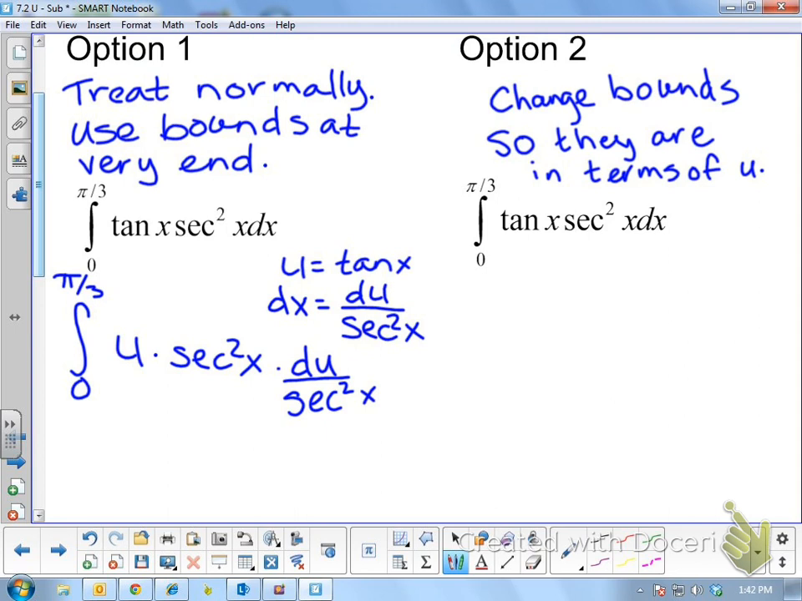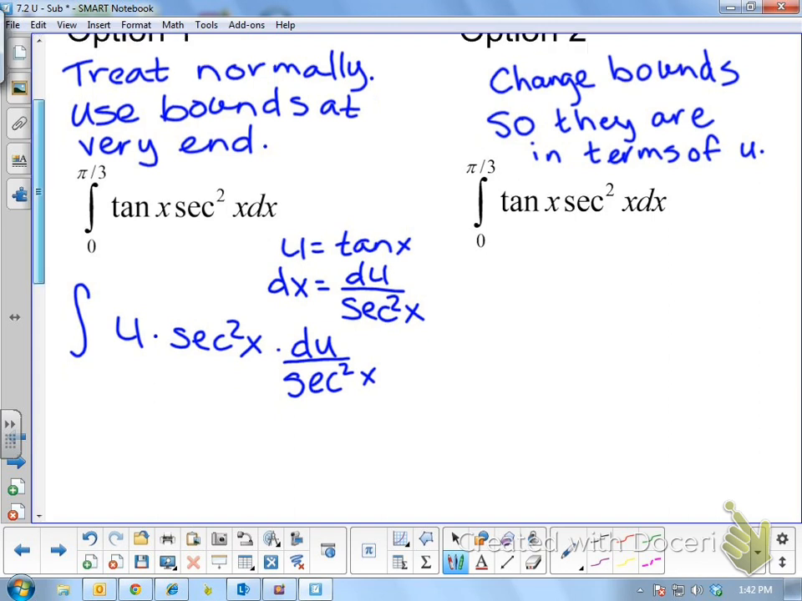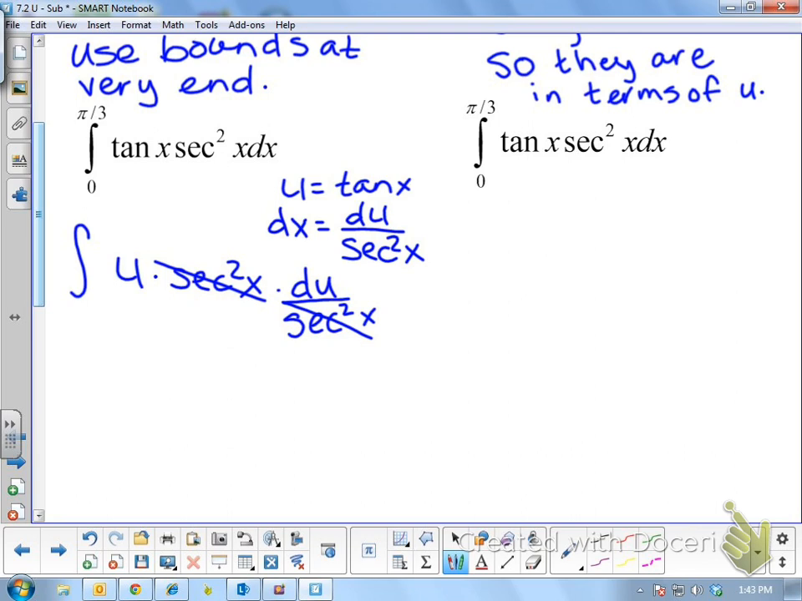And once we get u's involved with this method, I almost prefer not writing the bounds at all until the very end. Because I can't use those bounds with u's. They're not in terms of u. So just one thing to help me remember not to plug in the bounds too early. So then we integrate.